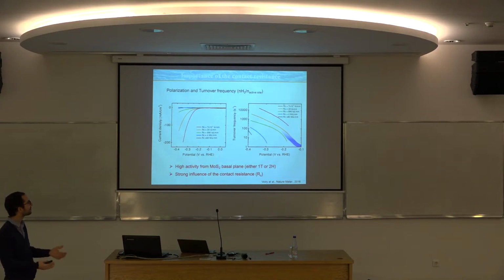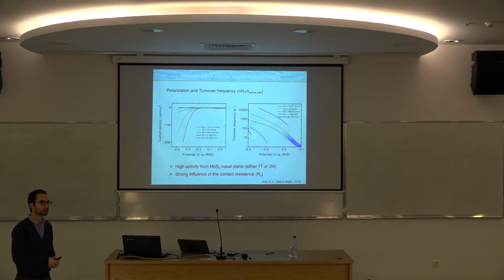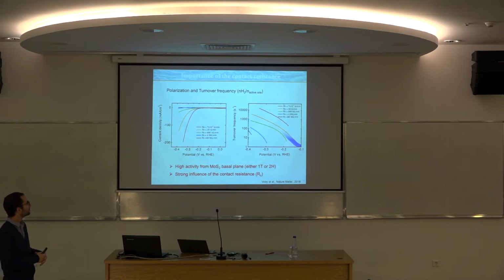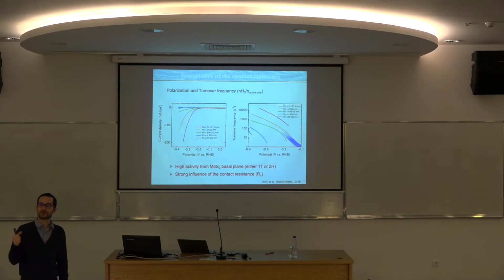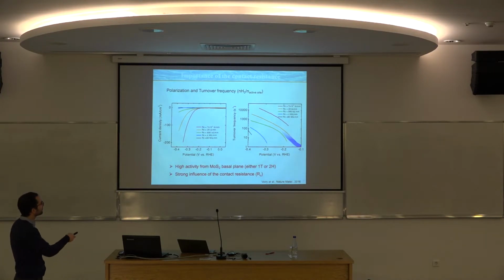If you have a very low contact resistance, then it's very easy to contact the material, and you will be able to activate your electrocatalytic material. The other way to look at these results is to plot the turnover frequency. The turnover frequency corresponds to the number of hydrogen molecules evolved per active site per second. So a turnover frequency of 100, for example, means that you have 100 molecules per active site evolved per second.